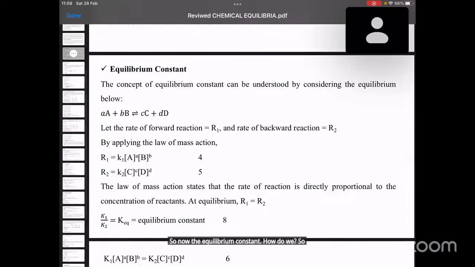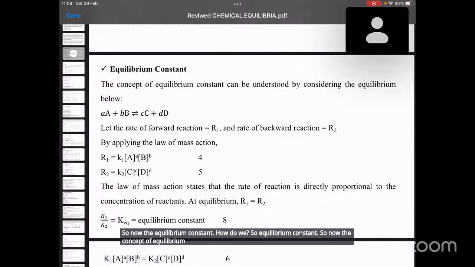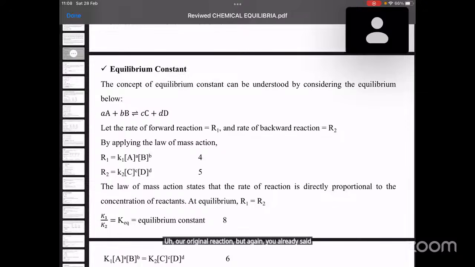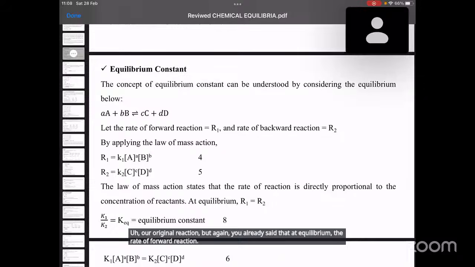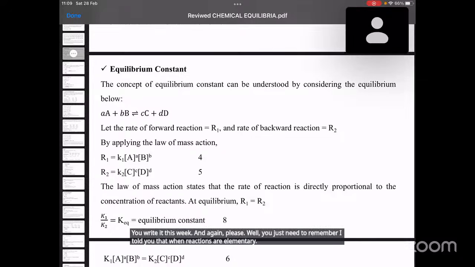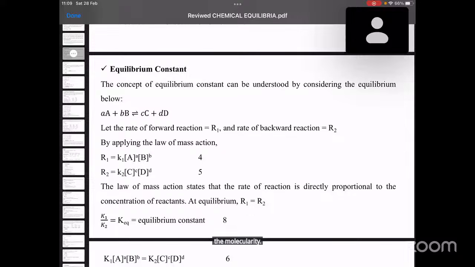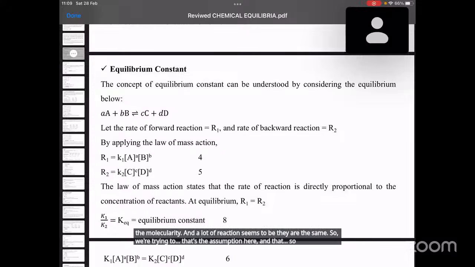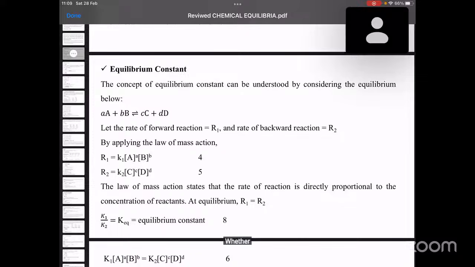So the equilibrium constant. The concept of equilibrium, you can understand by just looking at our original reaction. We already said that at equilibrium, the rate of forward reaction will be equal to the rate of backward reaction. So if you apply the law of mass action, you write it this way. And remember I told you that when reactions are elementary, the molecularity and order of reaction are the same. That's the assumption here: we're dealing with elementary reactions. Whether the orders are different or not is not important here.